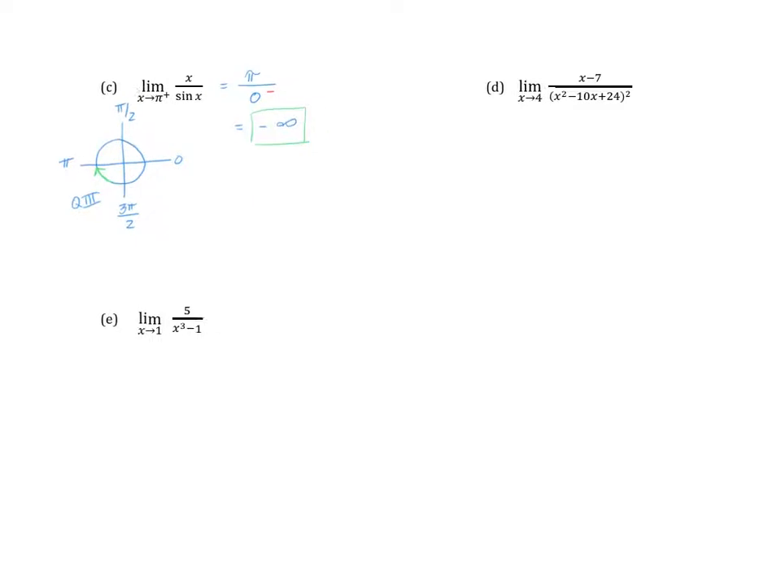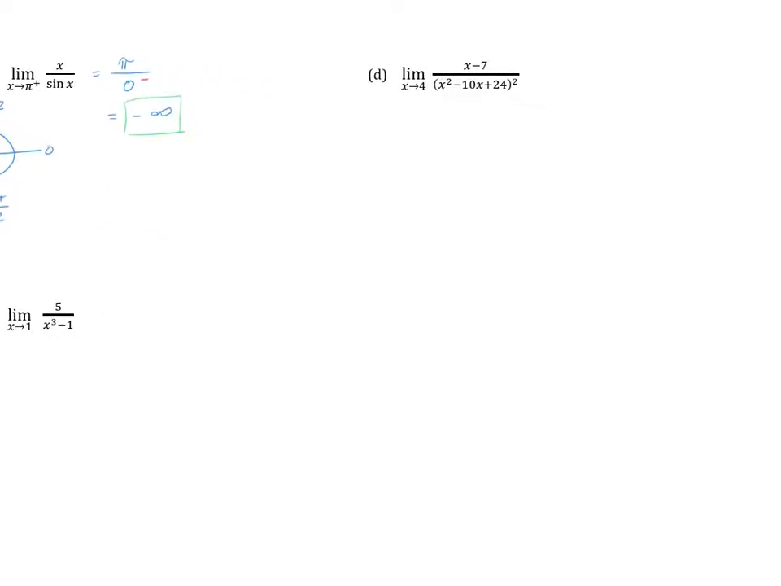All right. In D, the limit as x goes to 4. If I plug that in, I have a negative 3 over, if I put in 4, I get 16 minus 40 plus 24. So it's going to be 0. However, I have this parenthesis around my 0 and it's being squared. So I have an even exponent.